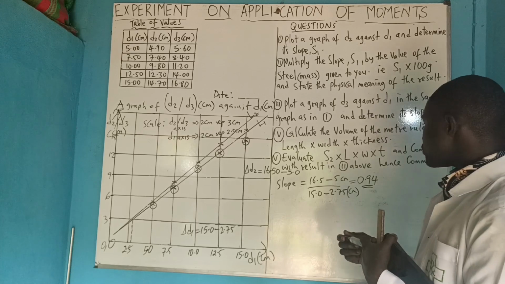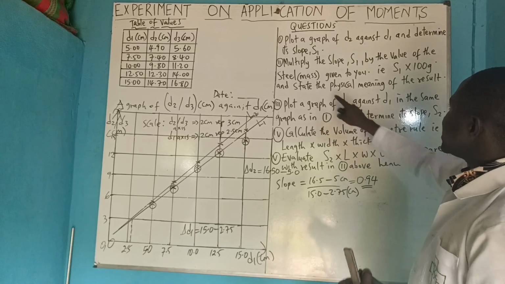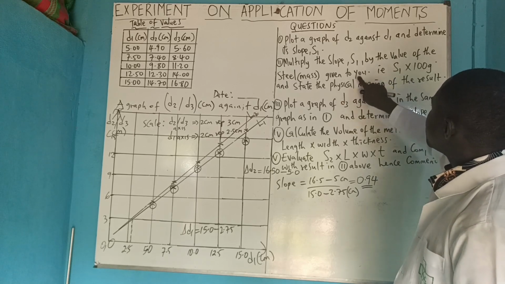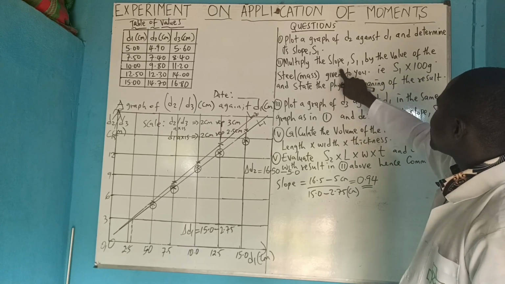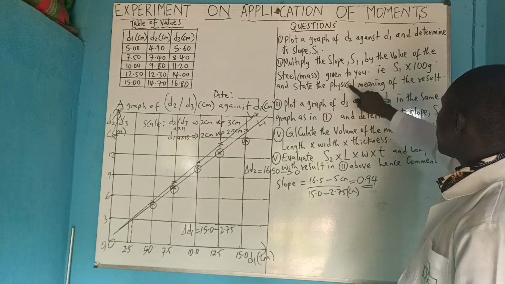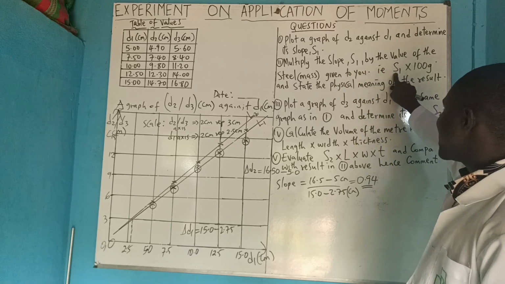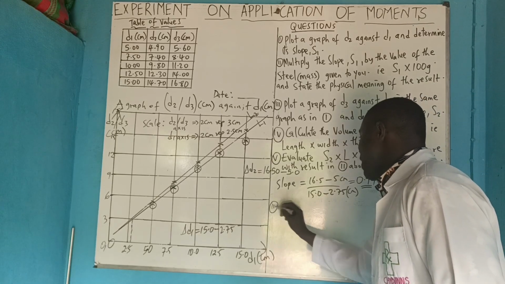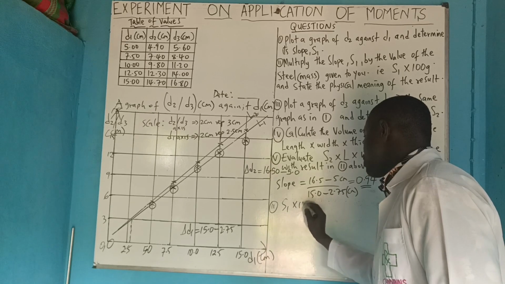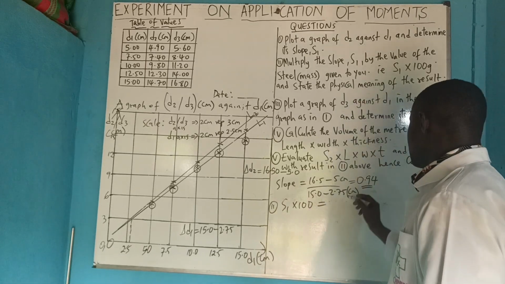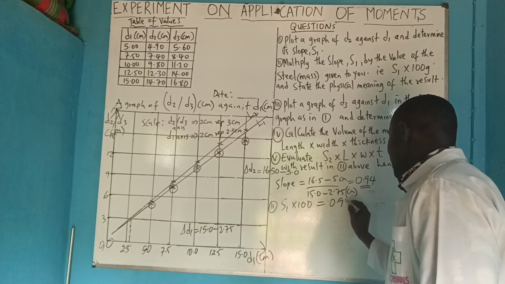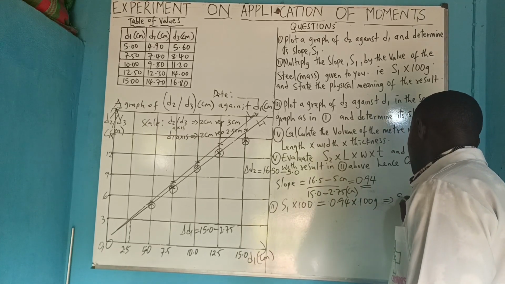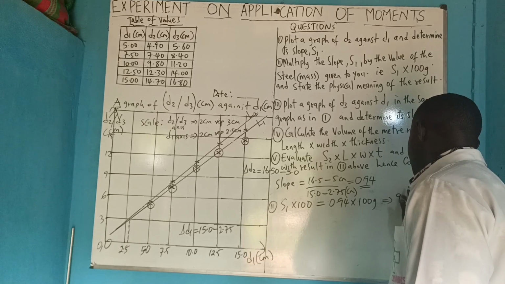Then, you have gotten your slope. We now said they said we should multiply the S1 by the value of the mass. That is S1 times 100. So for question II, S1 times 100 will give you 0.94 times 100 gram, and that will give you 94 gram.